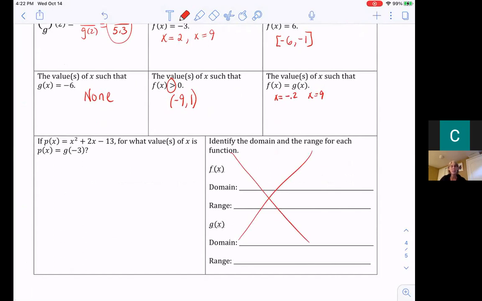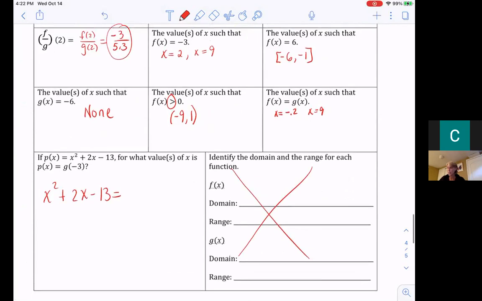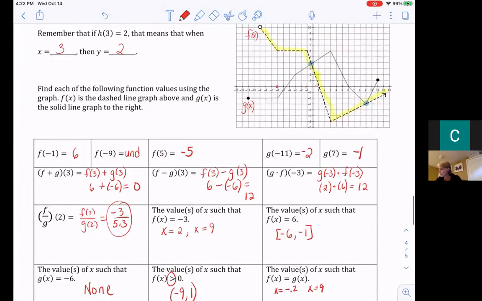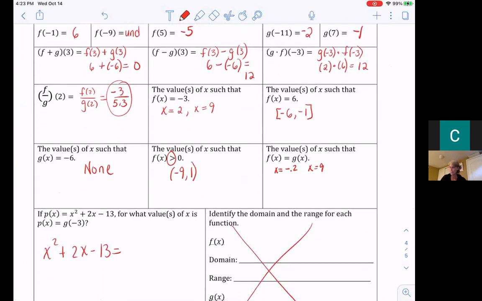Last question. If p of x equals x squared plus 2x minus 13, for what values of x is p of x equal to g of negative 3? So p of x equal to g of negative 3. We're going to use our graph. G of negative 3 is 2. So we really want to set this equal to 2.